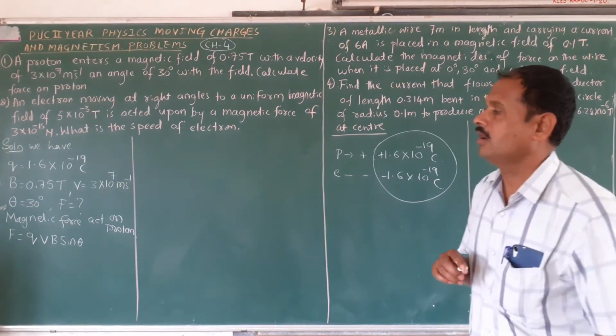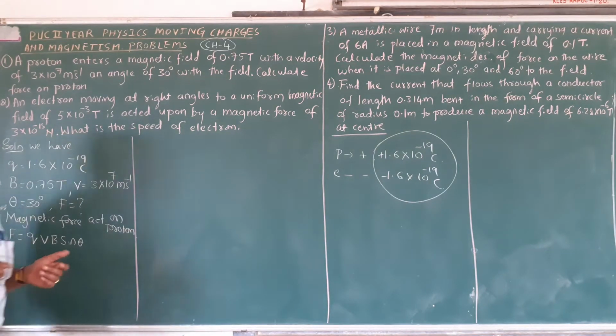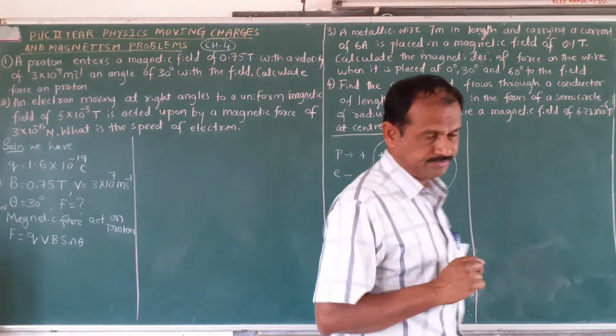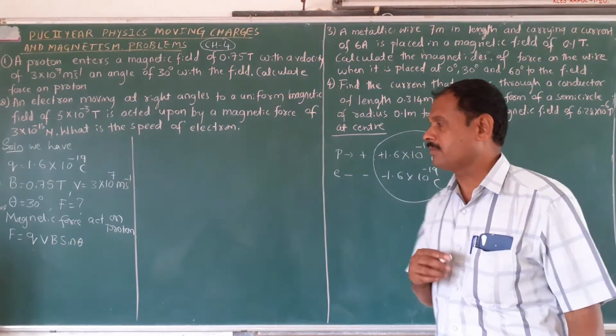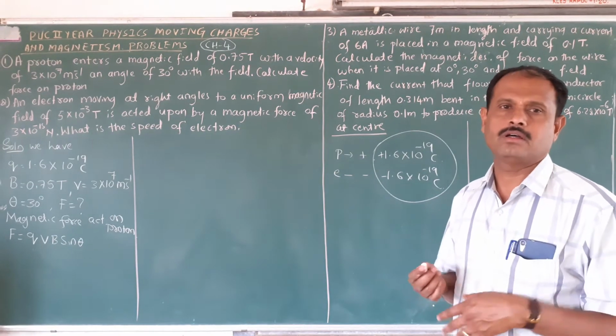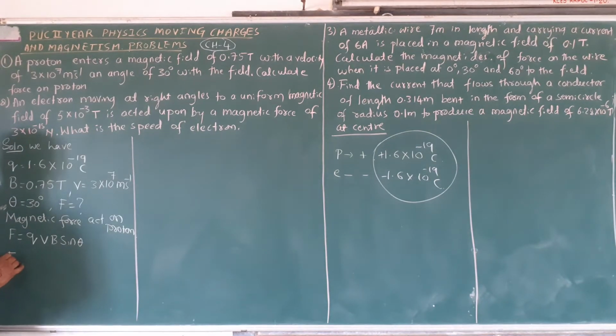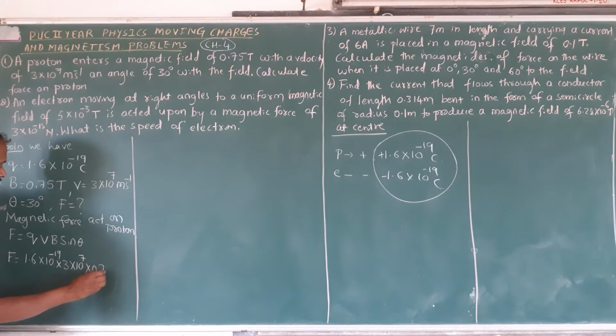Substitute the values. Now F is the magnitude of the force; there is no question of direction here, only the magnitude. In vector form, vector F equals Q into vector V cross vector B. Now, substituting the values, F equals 1.6 into 10 to the power of minus 19, into velocity 3 into 10 to the power of 7, into B 0.75, into sin 30.